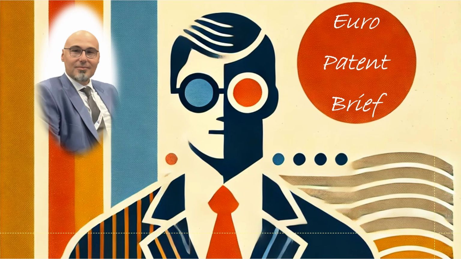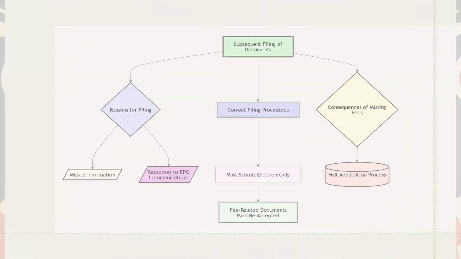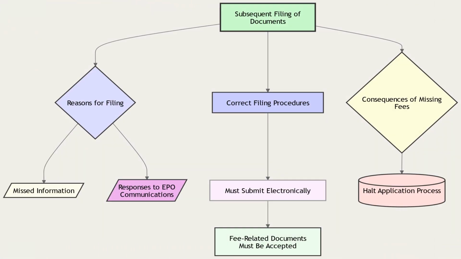Section 1.4, Subsequent Filing of Documents. Handling later submissions. Sometimes, you might need to submit additional documents after your initial filing. This could be due to missed information or responses to the EPO's communications. Rules to follow. When filing documents after the initial application, ensure you follow the correct procedures. For example, certain documents must be filed electronically, even if your original application was not.